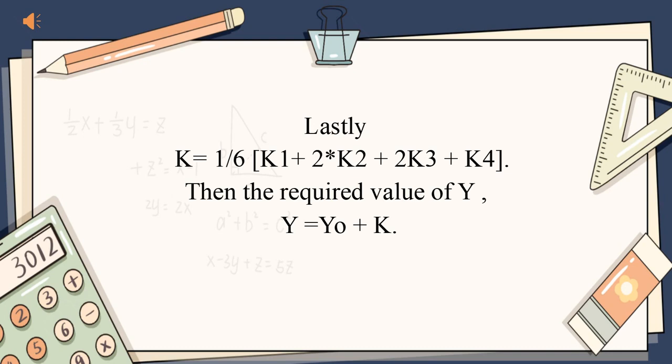And lastly we calculate the average of k, which is equal to 1 by 6 into bracket k1 plus twice of k2 plus twice of k3 plus k4. Then the required value of y is equal to y0 plus k. So this is the basic formula which we are going to use under the RK fourth order.